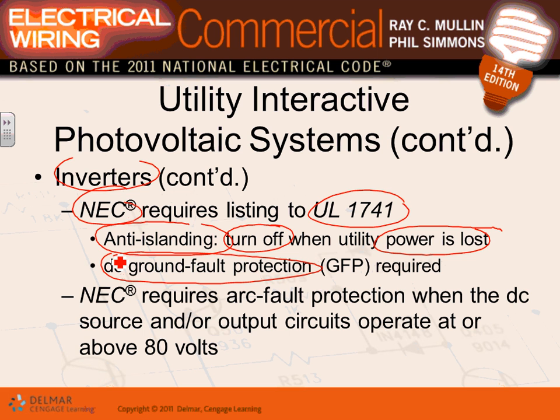And if your system is over 80 volts DC, then the code requires you to have arc fault protection. So if there's an arc on the DC side, your inverter should be able to recognize the arc, alarm that there's an arc, and disconnect the circuit that's arcing. Any comments, guys, about the arc fault circuit interrupter and the ground fault protection on the solar photovoltaic system?